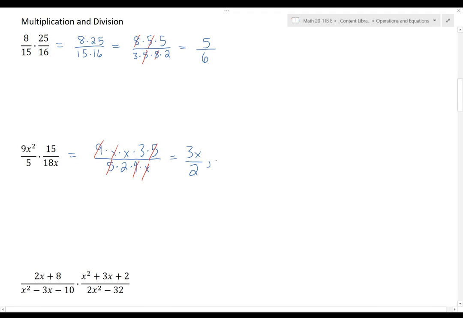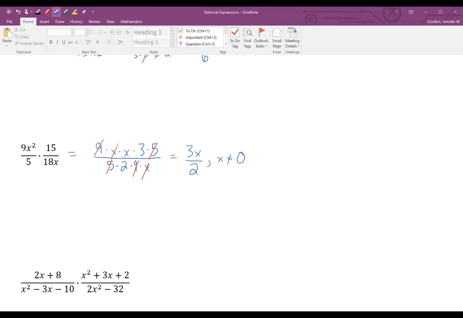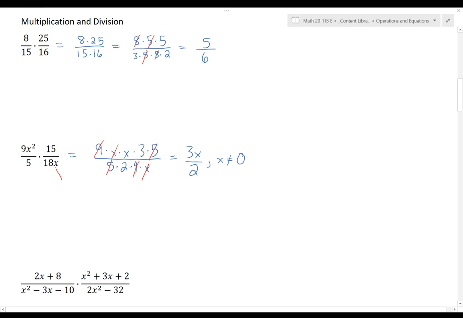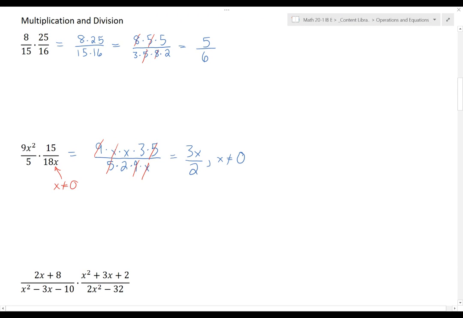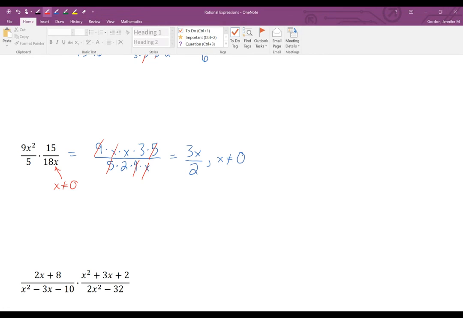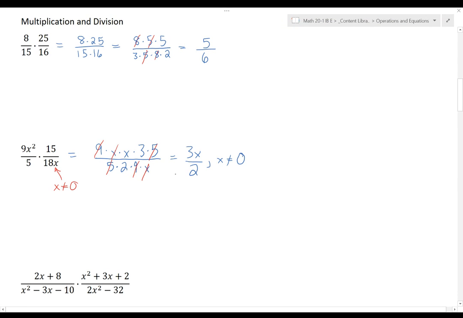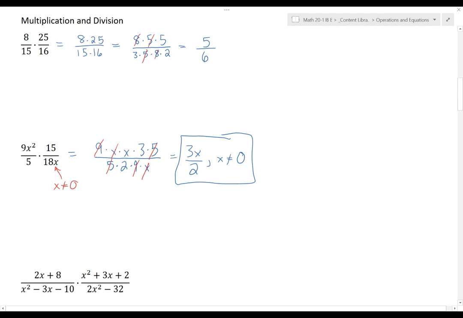However, I do have to keep the restriction that x cannot equal 0 because I did have an x in the denominator to start off with. So x can't equal 0. Or you can think of it as I canceled out an x, but I can't cancel an x if I can't divide by x. And I can't divide by x if x is 0. So that is the final answer here. Let's put a box around that one just to complete it.